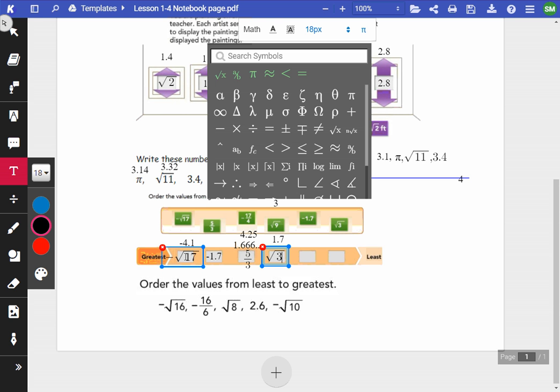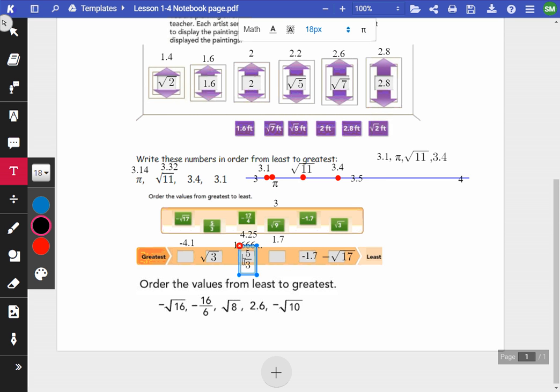Guys, they said greatest to least. Oh, I'm glad I caught that now. Here I go, changing them around. 5/3 needs to go here. Square root of 3 needs to go here. This negative 4.1 was here. 1.6 repeated was not 1.7. That was 5/3. Negative 1.7. I don't know where that went. Okay, whew. So least over here, greatest over here.